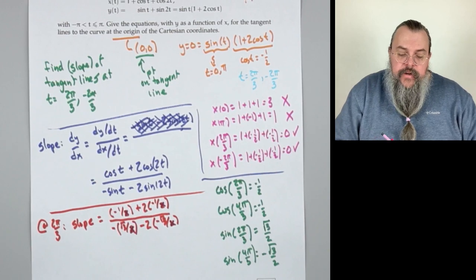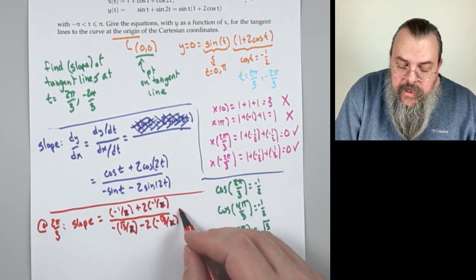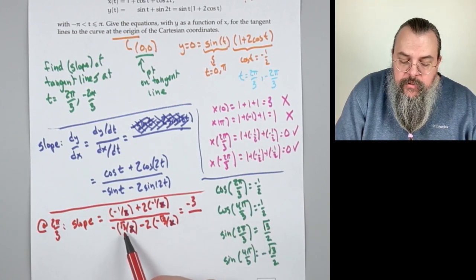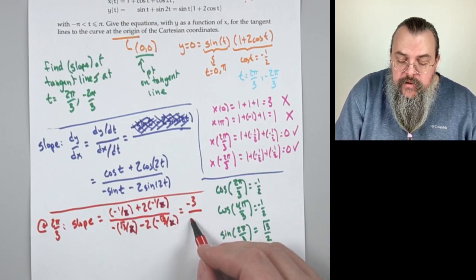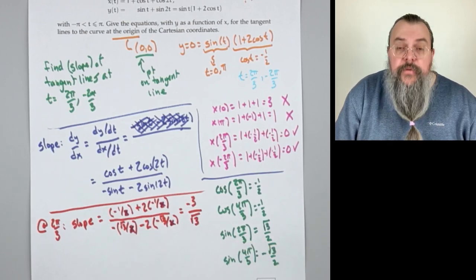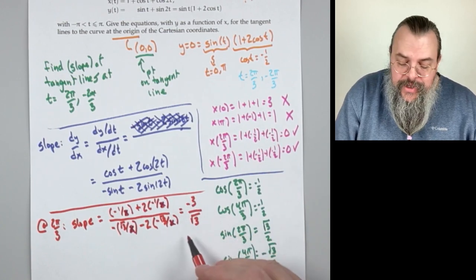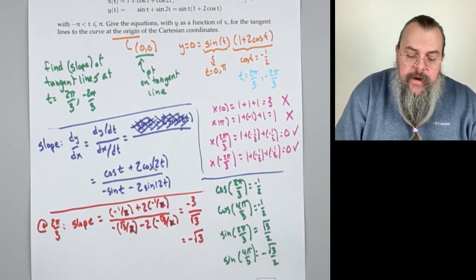And what do we have upstairs? Well, we have minus 1 minus 2 makes minus 3. Here we have minus square root of 3 plus 2 square roots of 3 makes a square root of 3. And, well, 3 is square root of 3 times square root of 3, which gives us a minus square root of 3 as the answer.